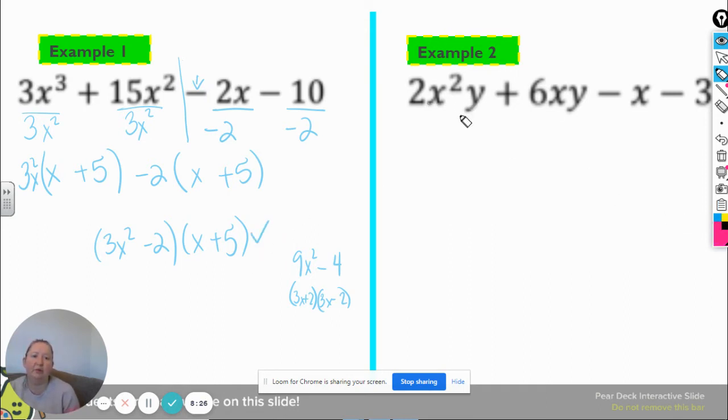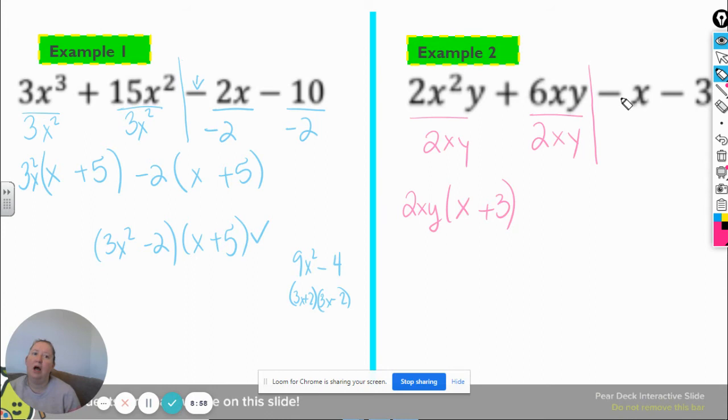Okay, now what about this one? So just look at the first 2 terms and see what you could divide out. At least a 2, and then, oh, this has an x and a y. This has an x and a y as well. So I'm going to divide out the most I can. Now, 2xy, that's my GCF. And then what is left over? We've got an x, that's it, plus 3.